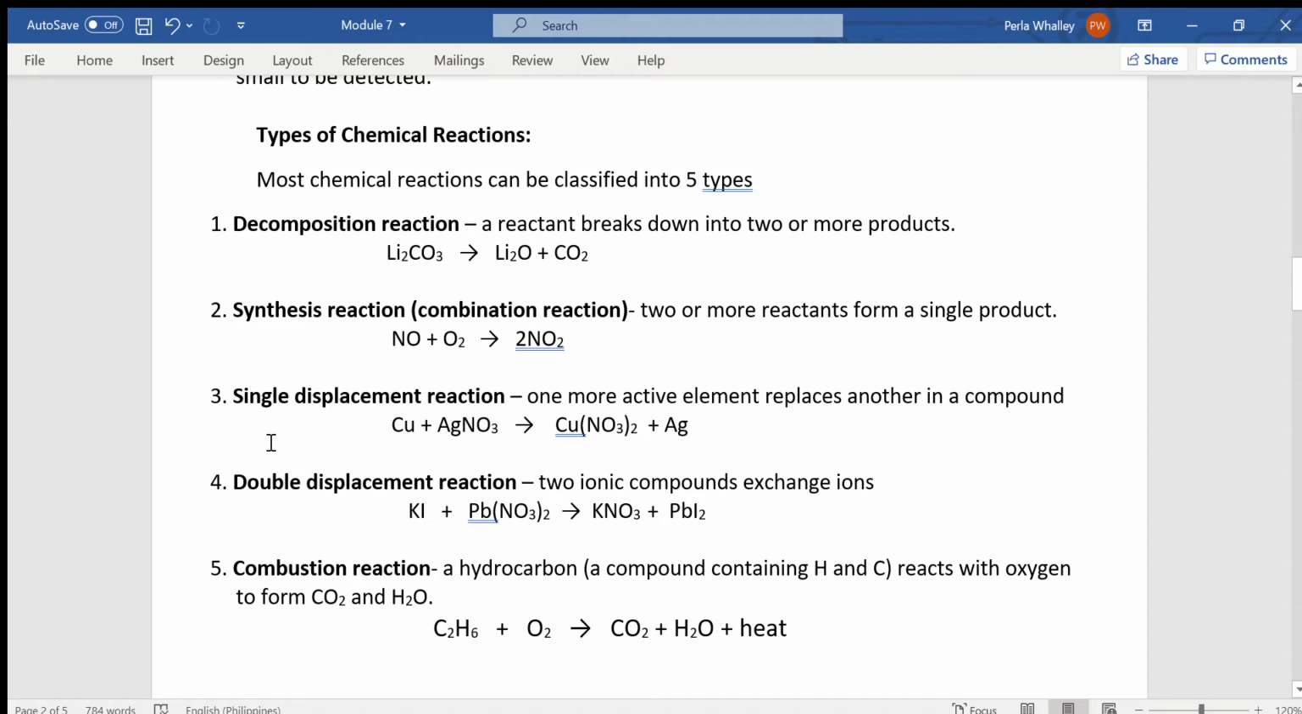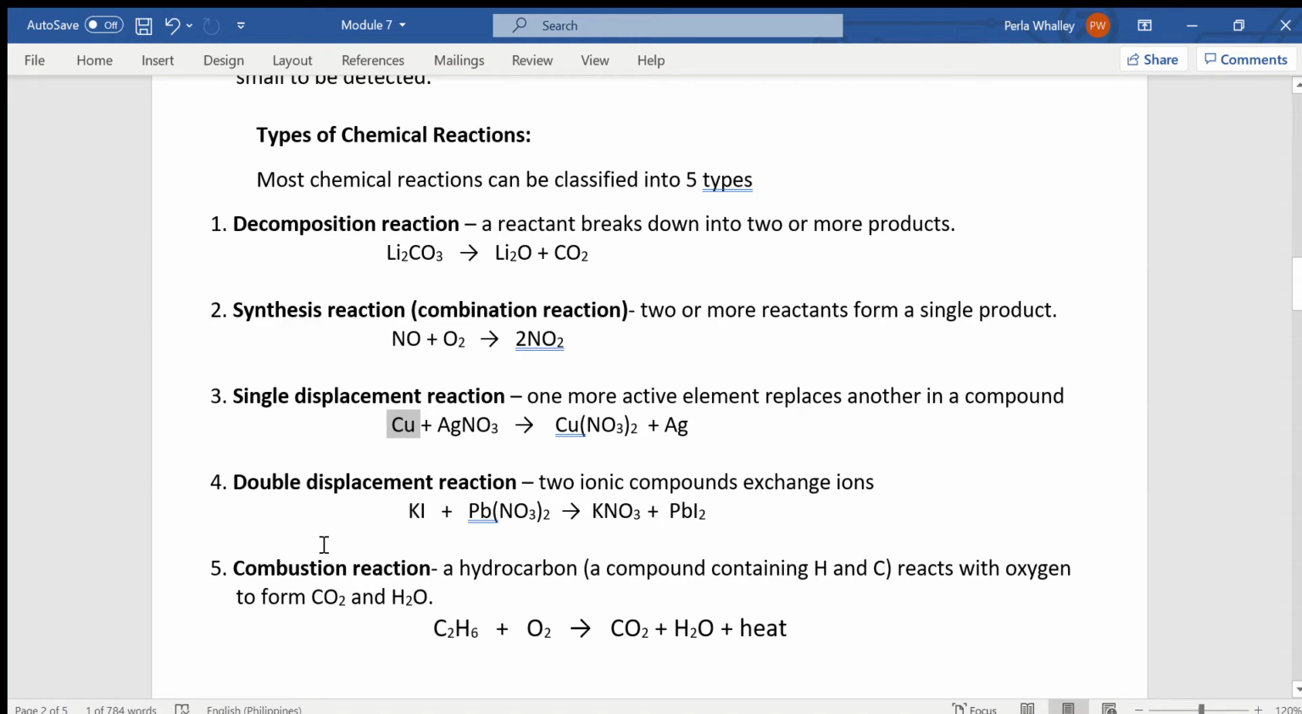Third, single displacement reaction. It can also be called single replacement reaction or just simply displacement reaction. 1 or more active element replaces another in a compound. So here we have copper plus silver nitrate. In a displacement reaction, there is one element, an uncombined element. It will displace a less active metal in a compound. In this example, we have silver nitrate, where silver will be replaced by copper to form copper nitrate plus silver, the displaced element.